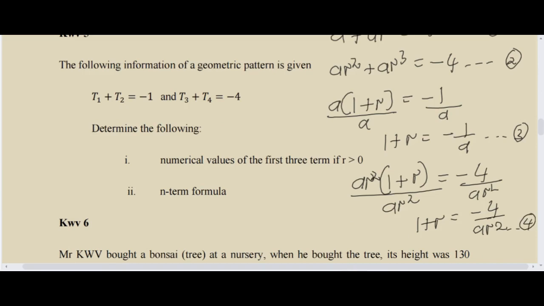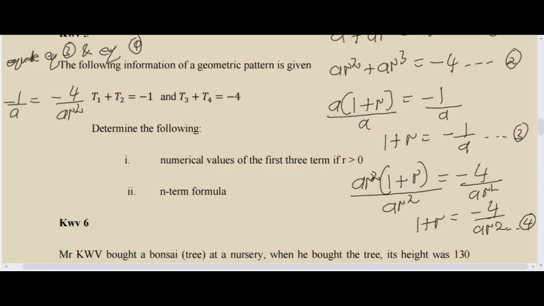Right, let's equate equation number 3 and equation number 4. As we can see, they're both expressed with 1 plus R as the subject of the formula. Because they both equal 1 plus R, that means we can equate these two expressions. So we're just going to write equate equation number 3 and equation number 4. So what do we have? We have negative 1 over A is equal to negative 4 over AR squared.